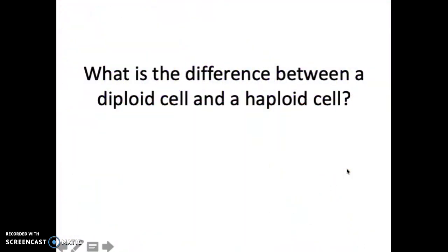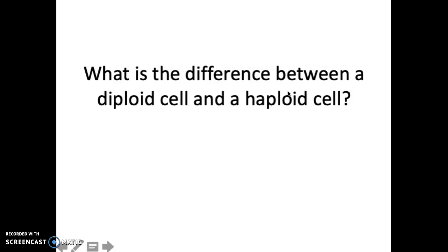You should definitely know the difference between a diploid cell and a haploid cell. Diploid cells have 2 copies of each chromosome. Haploid cells only have 1 copy of each chromosome. Diploid cells describe a large percentage of the cells in your body. Haploid cells only describe your sex cells. In humans, the diploid number is 46. The haploid number is 23.